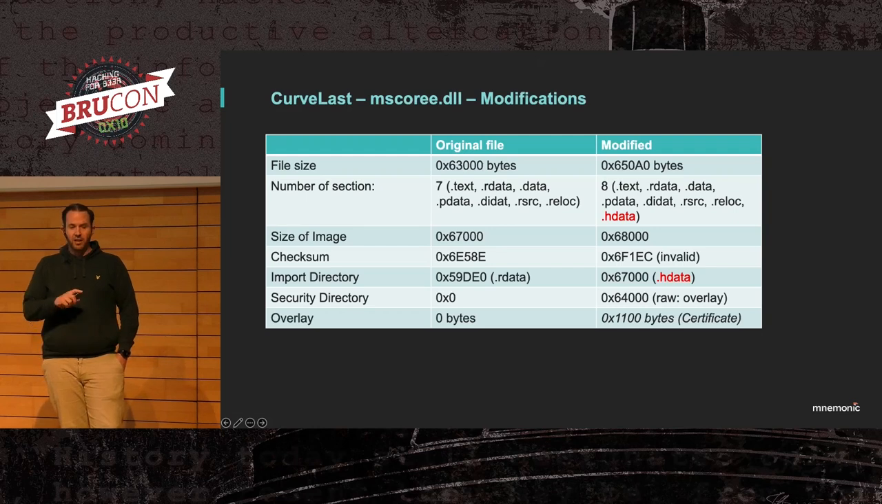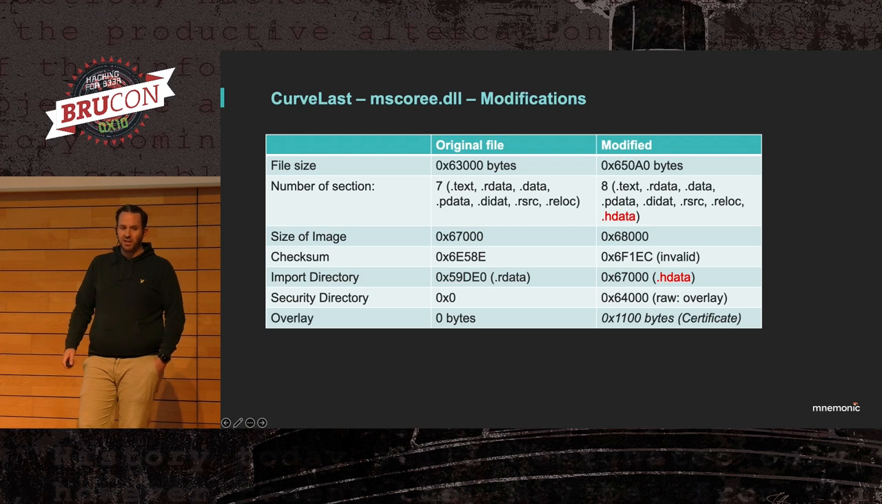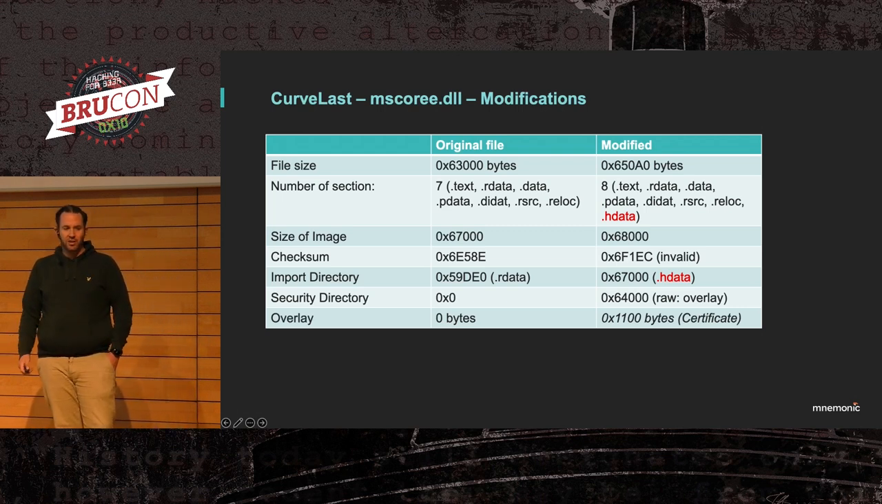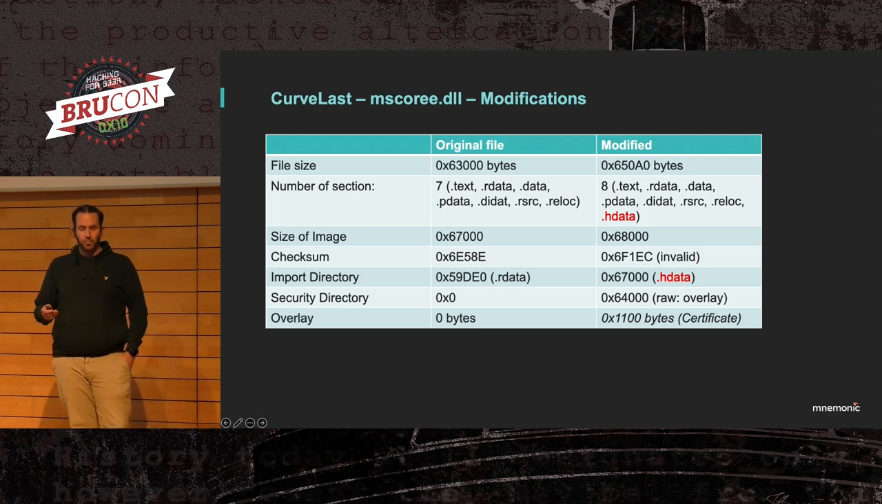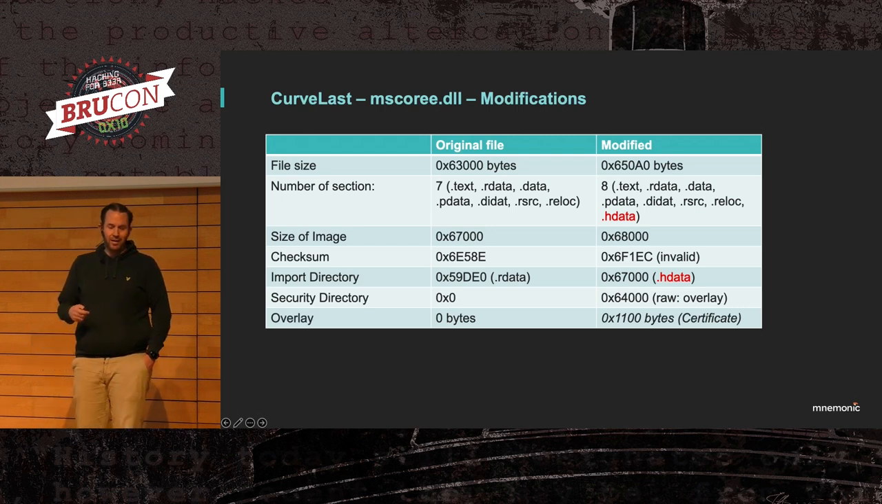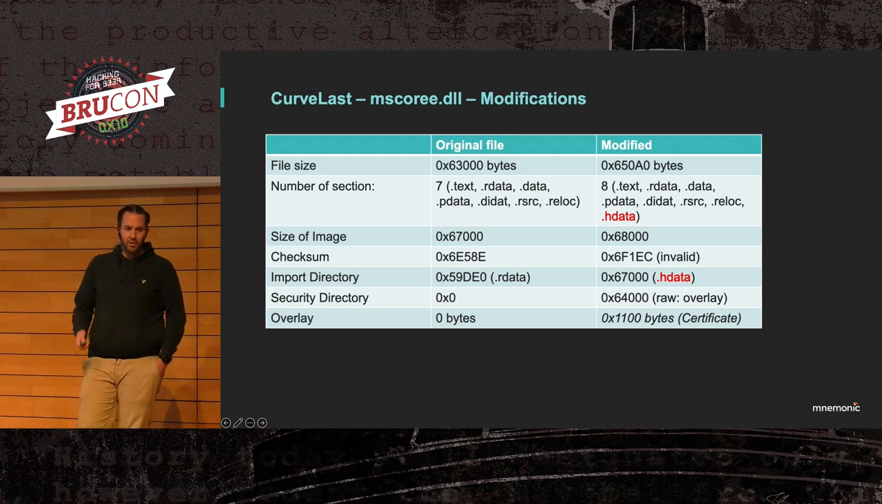So the modification they made to this file was small. They added one section, which they named the H data. They changed the image size and the PE size accordingly. And they also updated the checksum, which is invalid for some reason. And the import directory of the file points to the newly added section. And they also changed the security directory, which points to the certificate they added, which is in the overlay of the PE file.